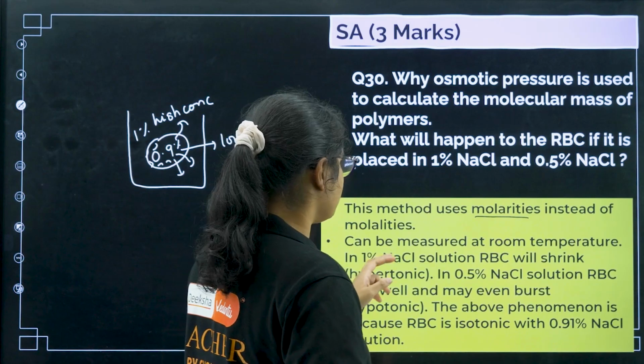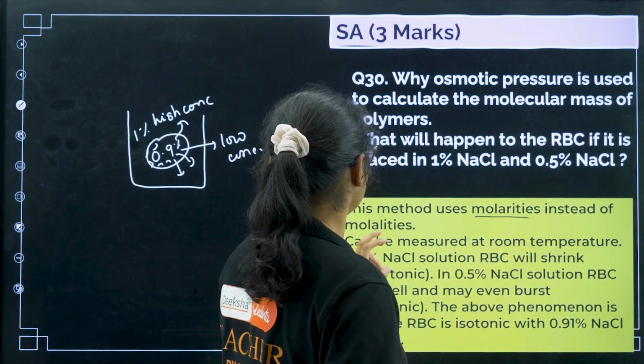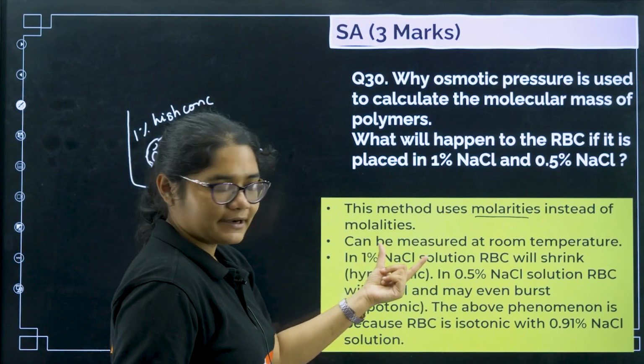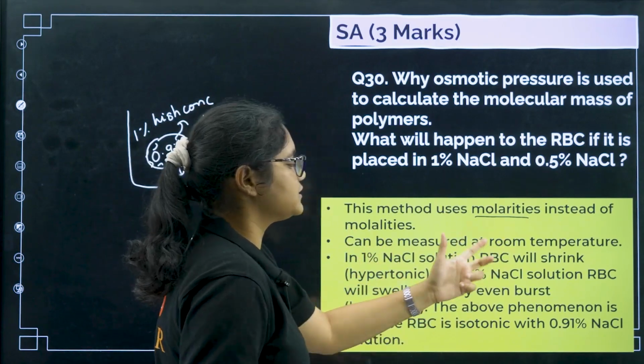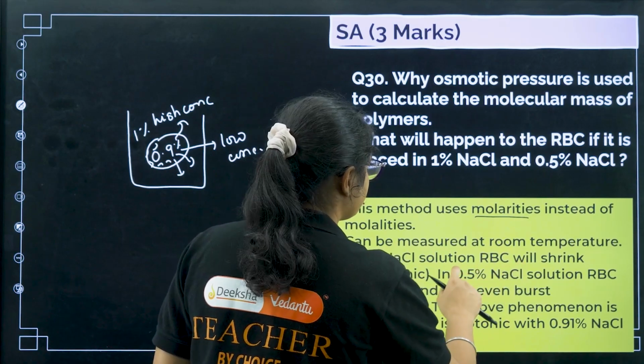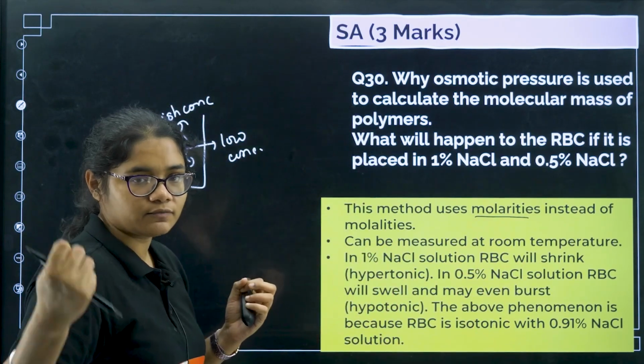So that is why it can be measured at room temperature. You have to give the first 2 points here. First, it is using molarity, and second, it can be used to measure even at room temperature. Okay. Next, if you see at 1% RBC, what will happen? The RBC will shrink because water will go out.